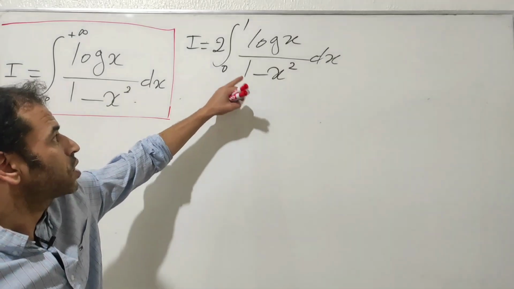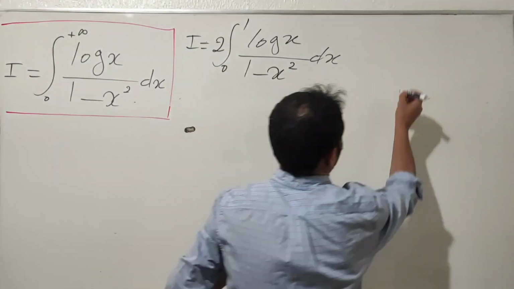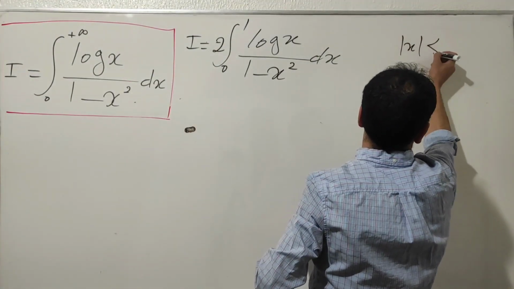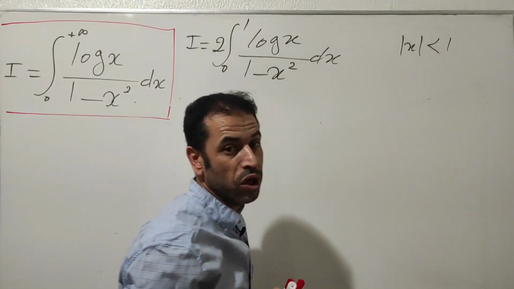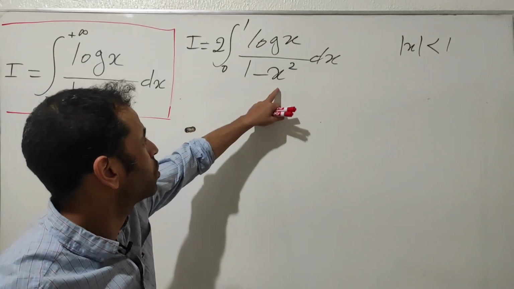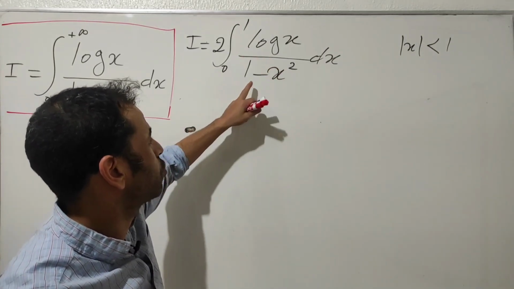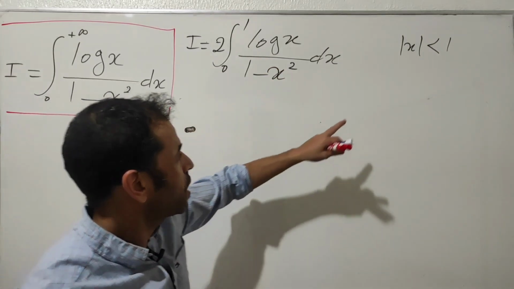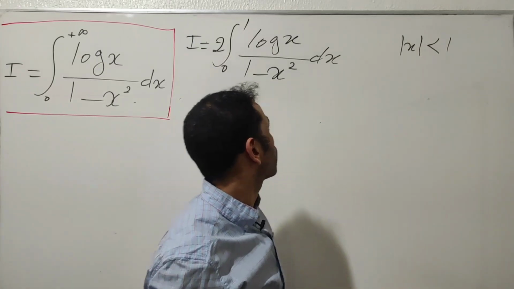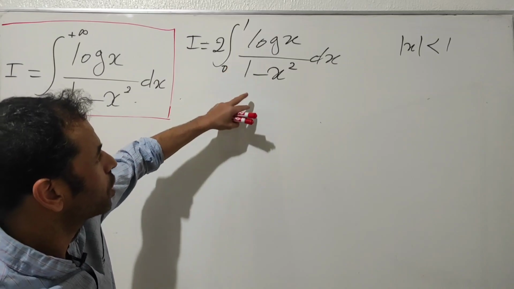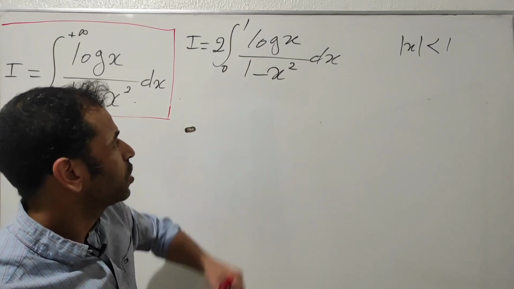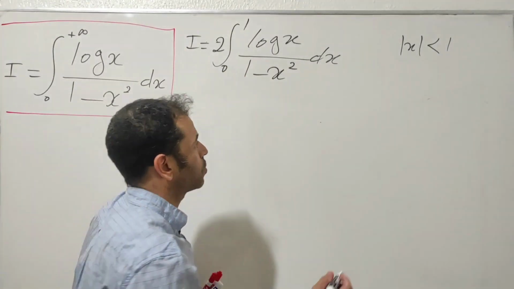Since x is around 0 to 1, we get the absolute value of x strictly less than 1. We are not going to include 1, because if I include 1, I will have a problem in the denominator. So x must be strictly less than 1. Of course, it's positive.